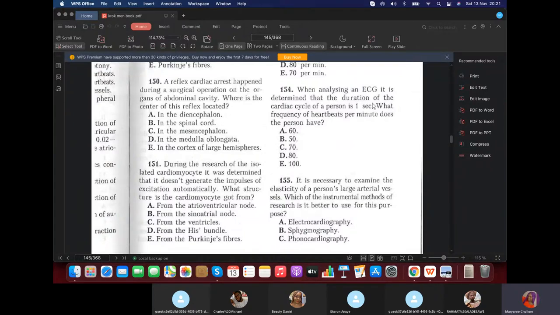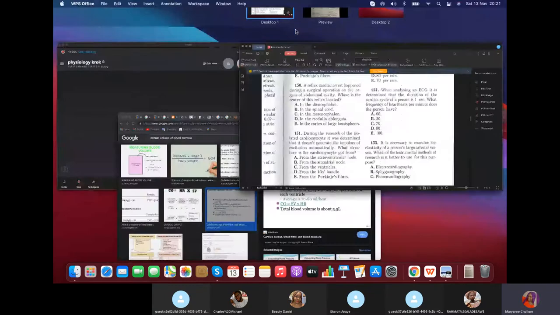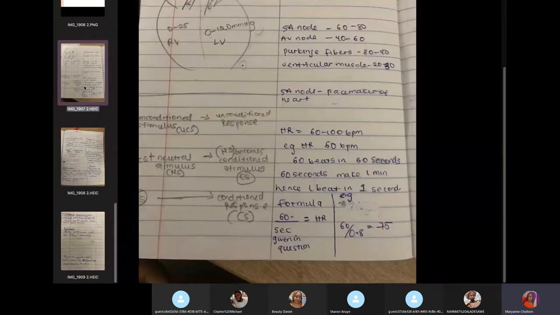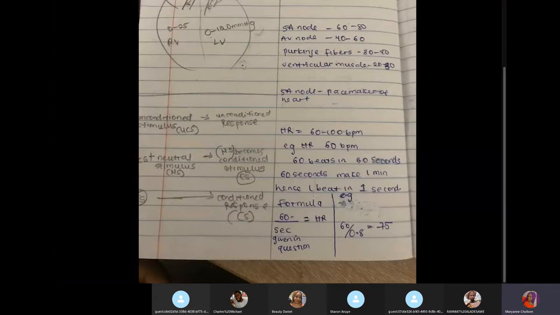When examining an ECG, it is determined that the duration of the cardiac cycle of a person is 1 second. What frequency of heartbeats per minute does this person have? If they give you this question, use this formula: 60 divided by the seconds given in the question gives you the heart rate.